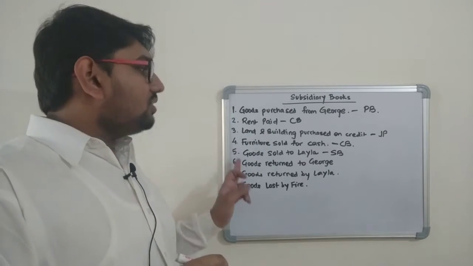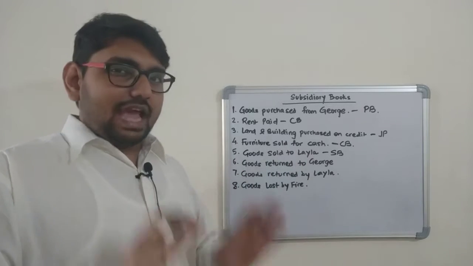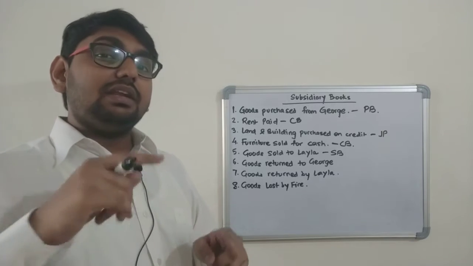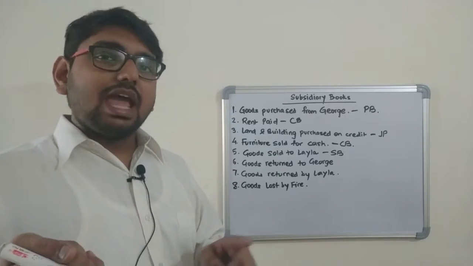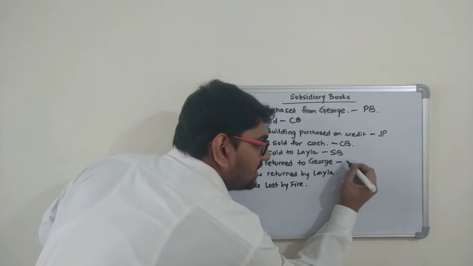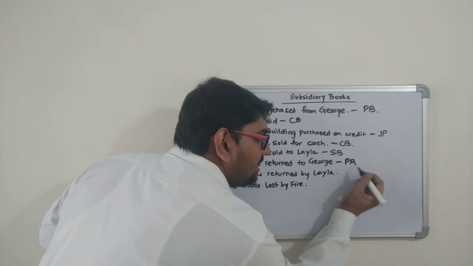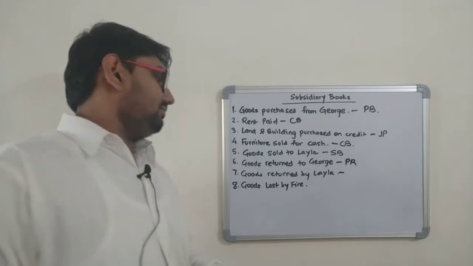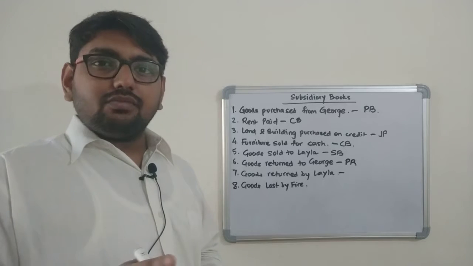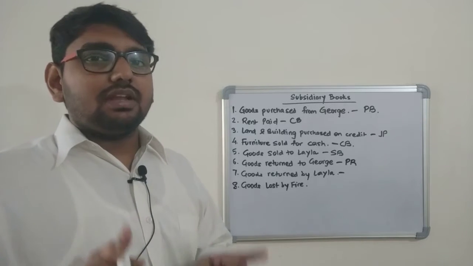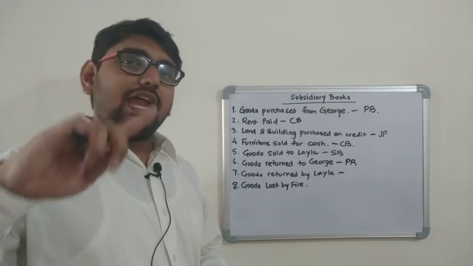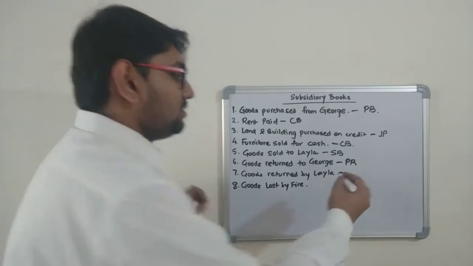After that, goods returned to George. Cash involved? No. Goods involved? Yes. I am returning the goods to George which I had previously purchased. So this is a purchase return transaction. So purchase return book. Next one, goods returned by Leila. Cash involved? No. Goods involved? Yes. And what is happening over here? Goods are returned by Leila which I had previously sold to her. So sales return.